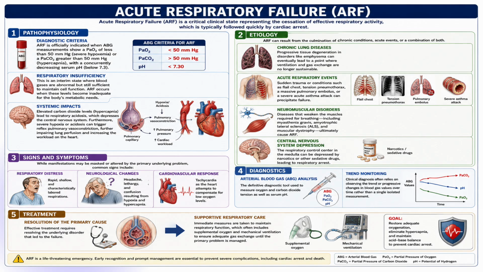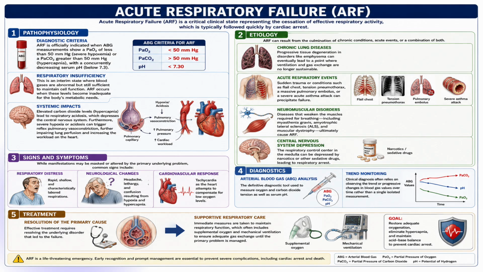ARF is identified by critical ABG changes, including PaO2 less than 50 or PaCO2, partial pressure of carbon dioxide, greater than 50, and a decreased pH, which shows acidosis. This indicates respiratory acidosis, right? So as carbon dioxide builds up, patients develop a headache, they get confused, they're lethargic, and they have decreased neurological function, because remember, you need the proper pH for neurological function. Your brain needs a proper pH in the cerebrospinal fluid.